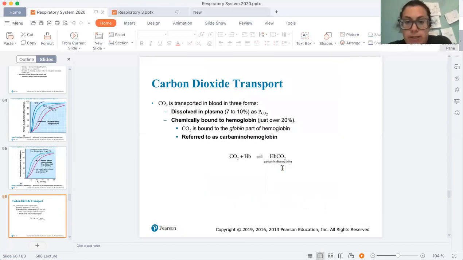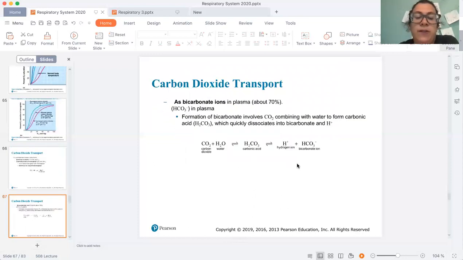For carbon dioxide, remember that we not only have to transport oxygen, we need to transport carbon dioxide, which is our waste. About 10% of it is dissolved in plasma, and that's what gives us the partial pressure of carbon dioxide. Some of it is bound to hemoglobin, and it is bound to the globin part, not the heme part, not the iron-containing part of hemoglobin. This is referred to as carbaminohemoglobin. So, fancy terminology: when you add CO2 to hemoglobin, you get carbaminohemoglobin.